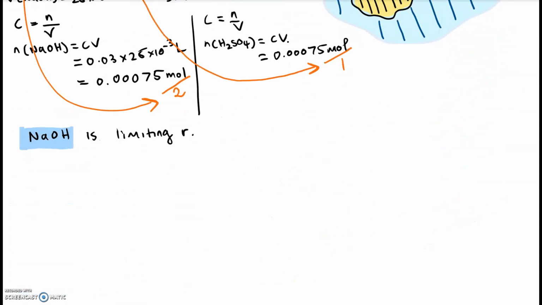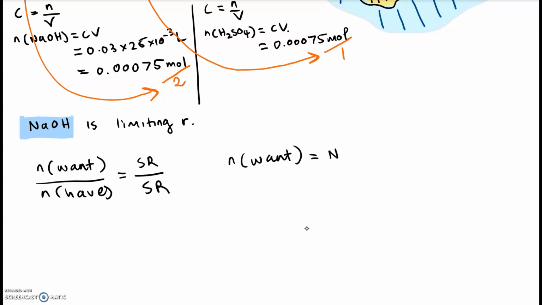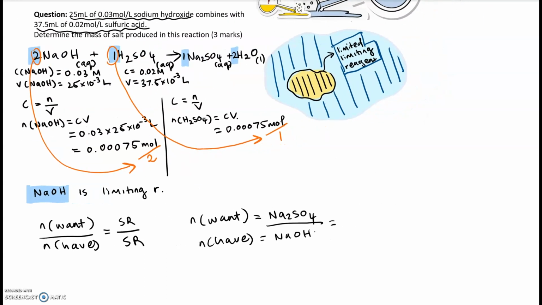So step 3 was apply the stoichiometric ratio. And that involves putting the number of moles of what you want over the number of moles of what you have and equating them to their respective ratios in front of the compound. So we want the number of moles and hence the mass of the salt, which is sodium sulfate. We have the number of moles of the limiting reagent, which is sodium hydroxide. And looking at the numbers in front of each compound, there is a 1 in front of sodium sulfate, so I'm going to put a 1 here. There is a 2 in front of sodium hydroxide, so I'm going to put a 2 here.